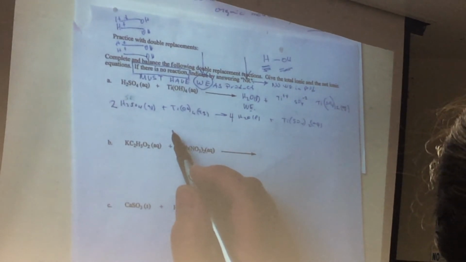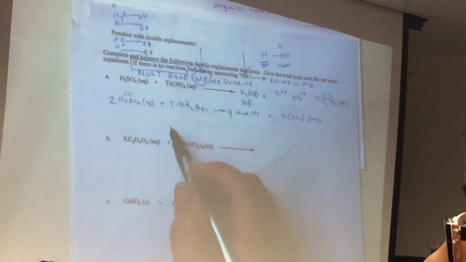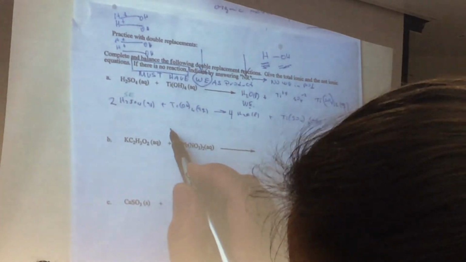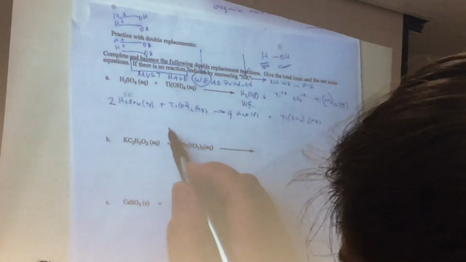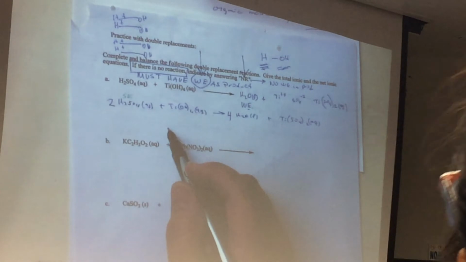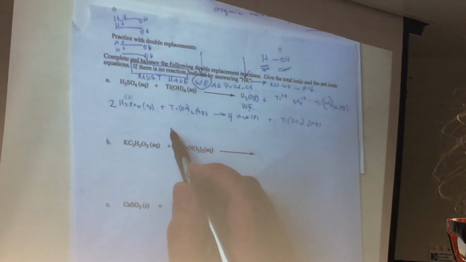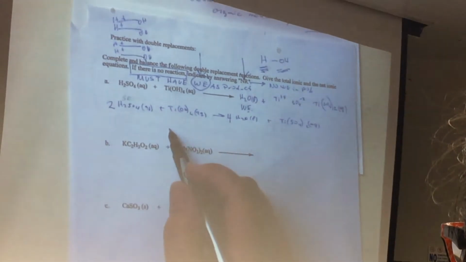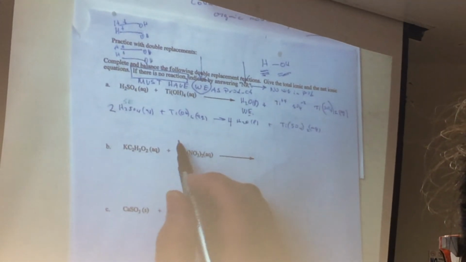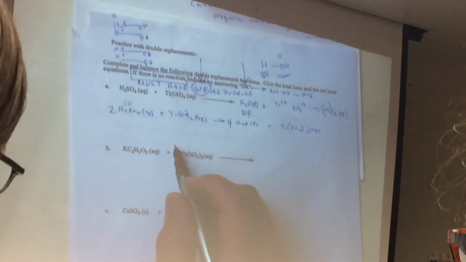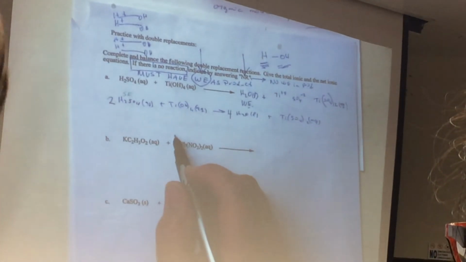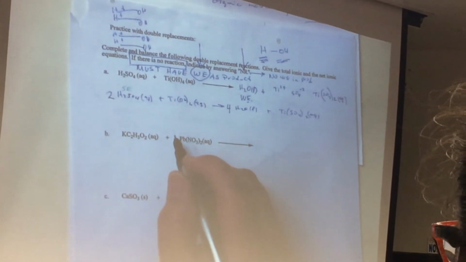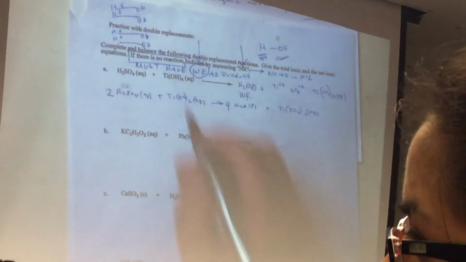Don't look at me, look at your list. It's a weak base. That's what we're doing. We're organizing information. What are your strong bases? Name them. 1A hydroxides and 2A hydroxides except beryllium and magnesium. Is titanium hydroxide on that list? No. Therefore, it is what? A weak base.